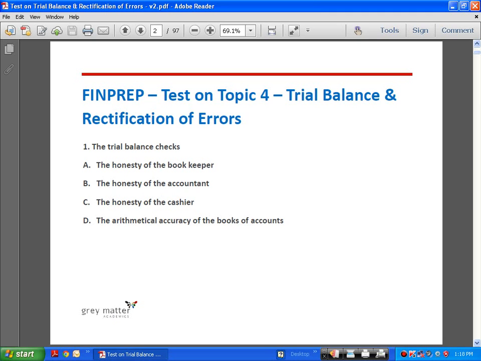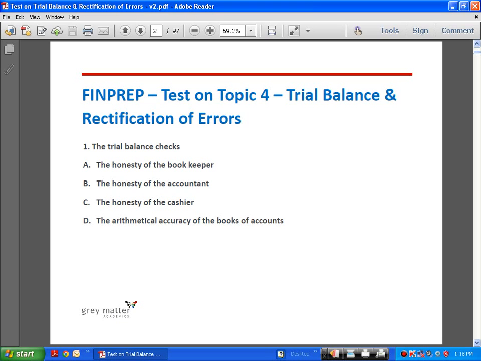So error is an unintentional mistake. It's not like a fraud. A fraud is a graver error which is committed with an intention to defraud the user. So the intent is different in case of an error and a fraud. Errors can be broadly classified as two. You have errors of principle and clerical errors.